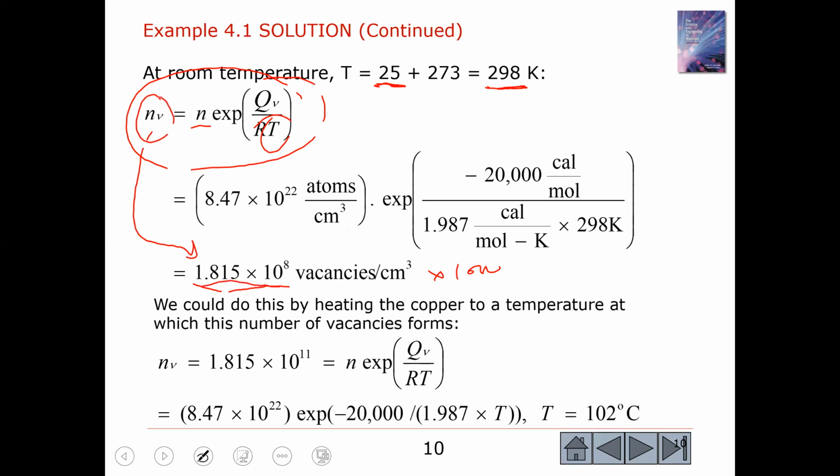We also have N, we have Q, we have R, and we will solve it for T. When you do that, the temperature turns out to be 102 degrees centigrade. So if you want to have 1,000 times more vacancies than the equilibrium at room temperature, you need to raise the temperature from 25 degrees centigrade to 102 degrees centigrade. Then the number of vacancies will get 1,000 times more.